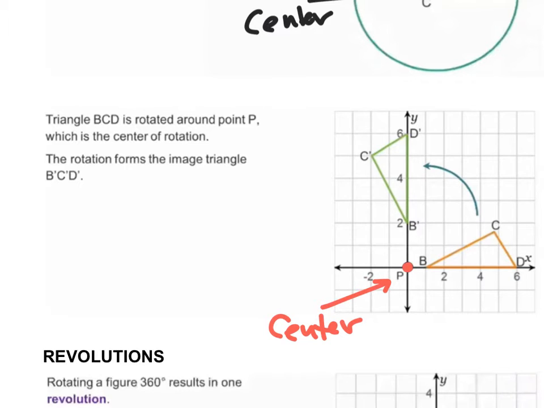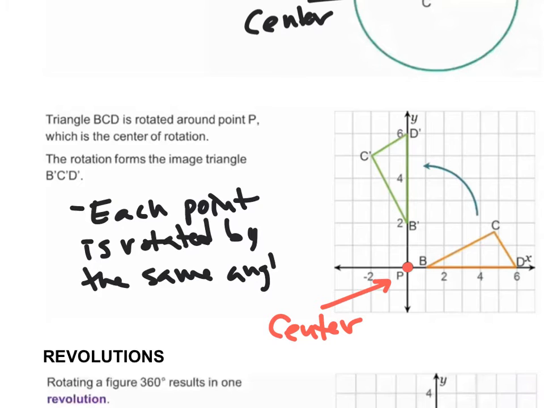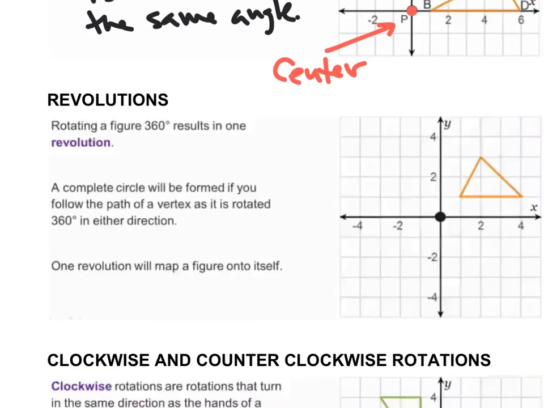So let's write that each point is rotated by the same angle. In this case, this is a 90-degree turn. And we talked about that when we did rotations on the other one. But let's talk a little bit more about revolutions and degrees.